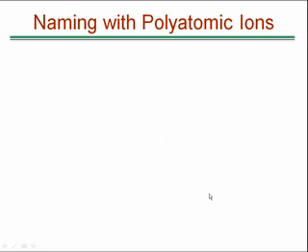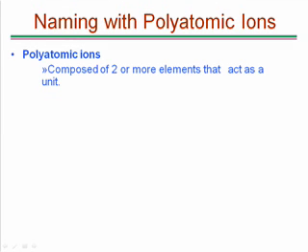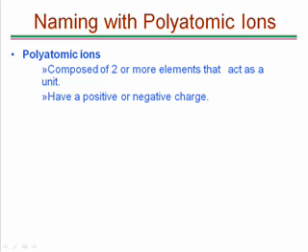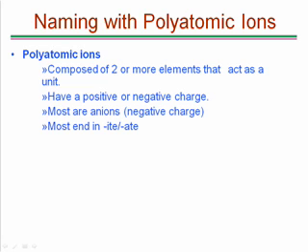Okay, we're going to add one more rule here. We're going to start naming with polyatomic ions. So first of all, we need to define what a polyatomic ion is. Polyatomic ions are any ions that are composed of two or more elements that act as one. Okay? They either have a positive or negative charge. Positives are the cations, negatives are the anions. Most of them, however, are anions and they have negative charge. Most end in the suffix "ite" or "ate."